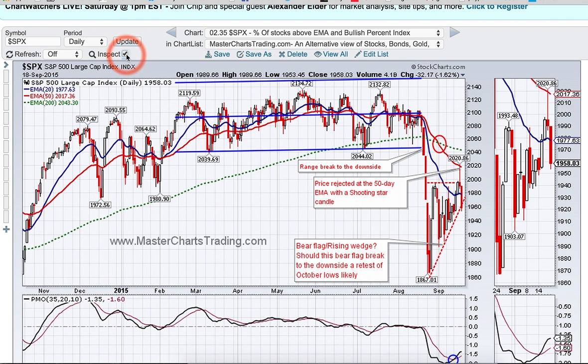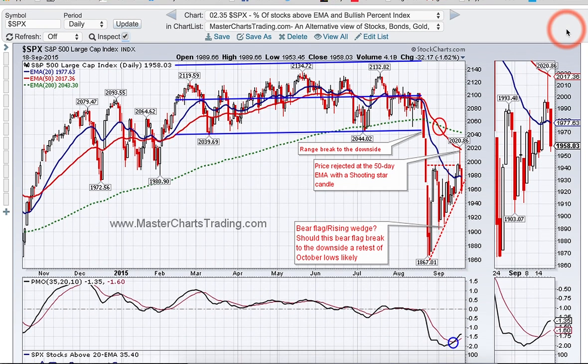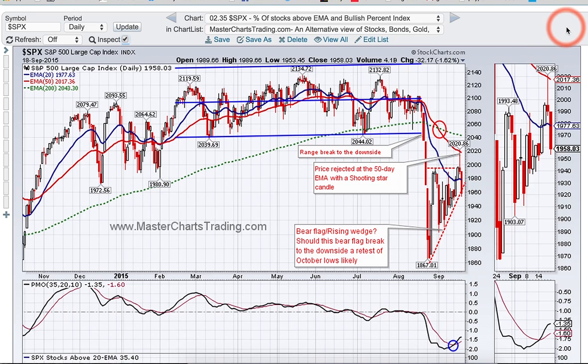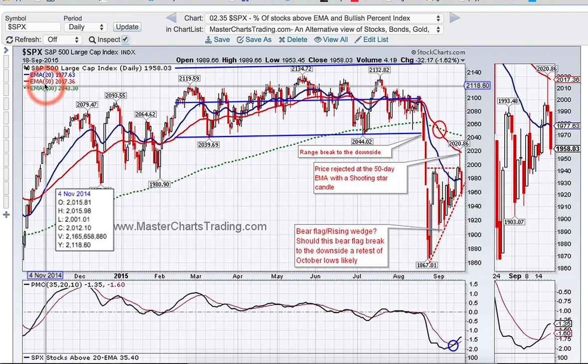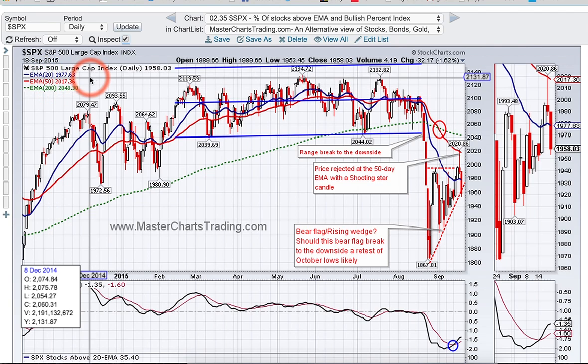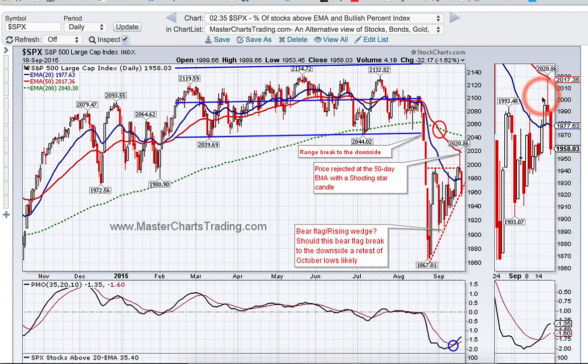Okay, so let's look at the charts. This is a chart of the S&P 500 large cap index. This is a little bit of a longer term chart than I normally look at. This chart has exponential moving averages on it, so you can see a 20-day, 50-day, and 200-day exponential moving average.